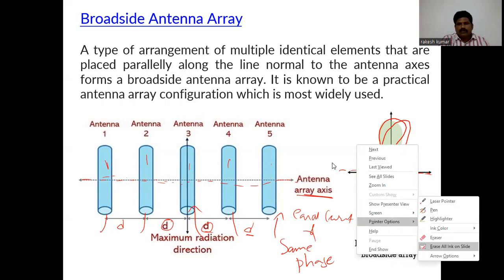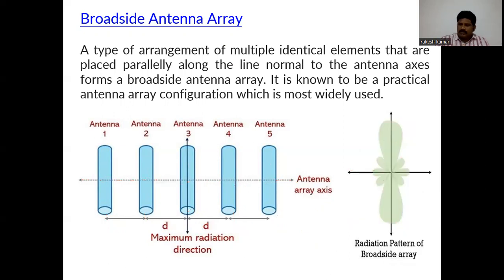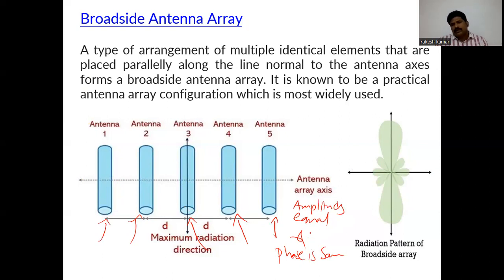How will you get this type of arrangement? In this arrangement, the maximum radiation will be perpendicular to the axis of the array. This is only possible if all the elements are fed with currents of equal magnitude and the phase is also the same. If the amplitudes are the same and the phase is the same, automatically we get the maximum radiation.